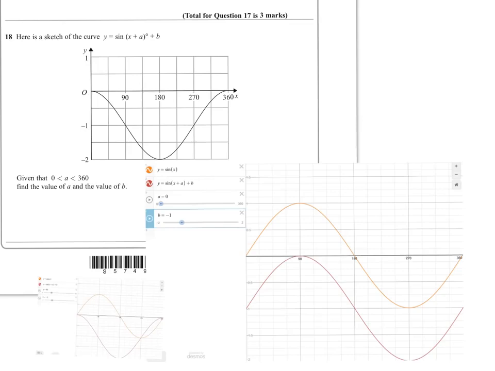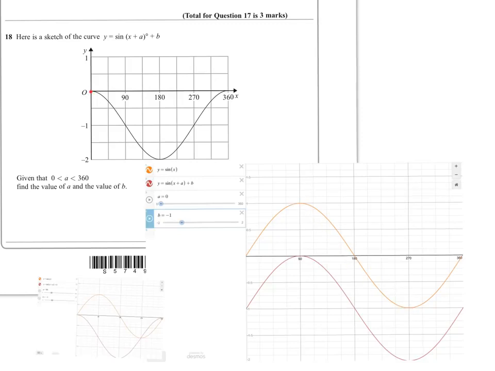Question 18. Here is a sketch of the curve y equals sine of (x plus a) in degrees, plus b, and it says given that a is between 0 and 360, which is important, find the value of a and b such that the graph will then look like this, which is given here. Well, the first thing I can notice is that the sine graph, which I've drawn here for you, peaks at 1 and troughs at -1. Okay, so it's minimum -1 and it's maximum at 1.